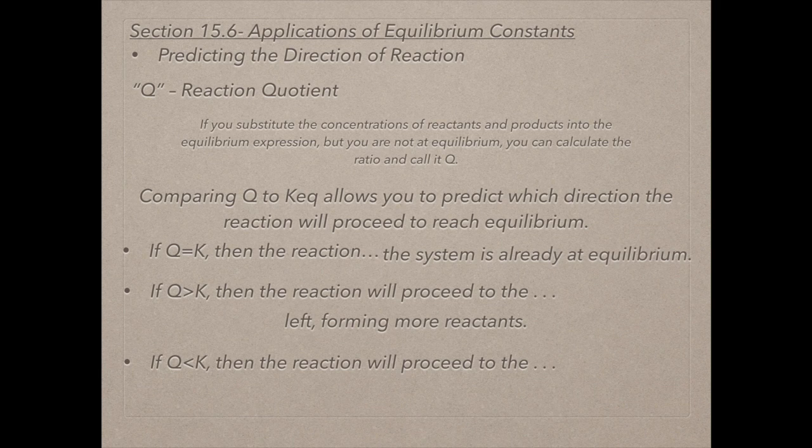In contrast, if your Q is less than K, that means that you have more reactant than is found in the equilibrium state. Therefore, the reaction has to proceed to the right in order to produce more product, therefore making your Q large enough so that it can equal your K.